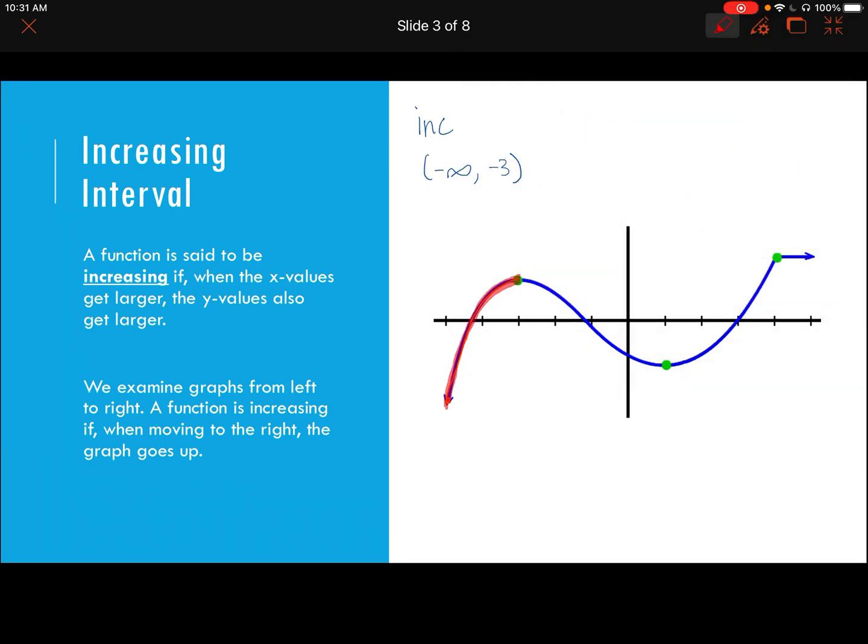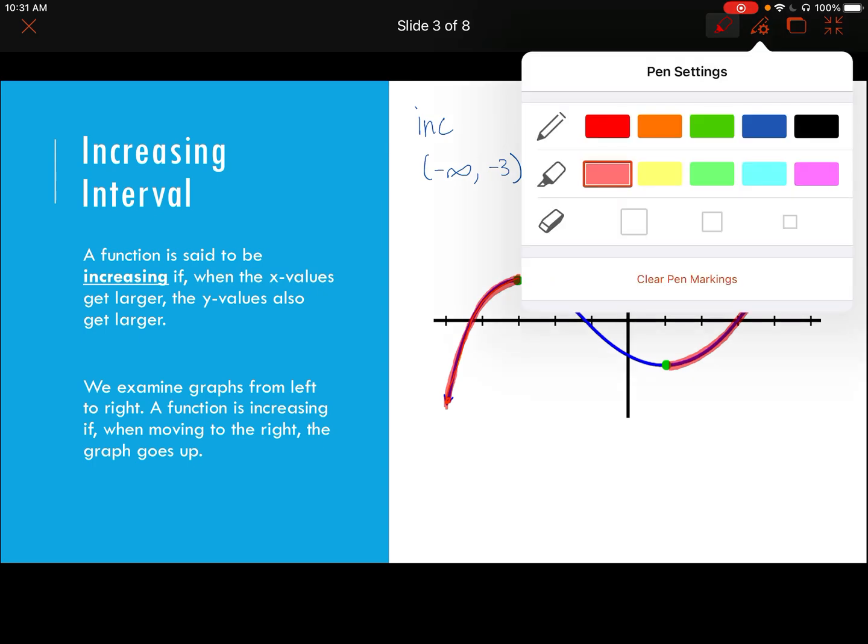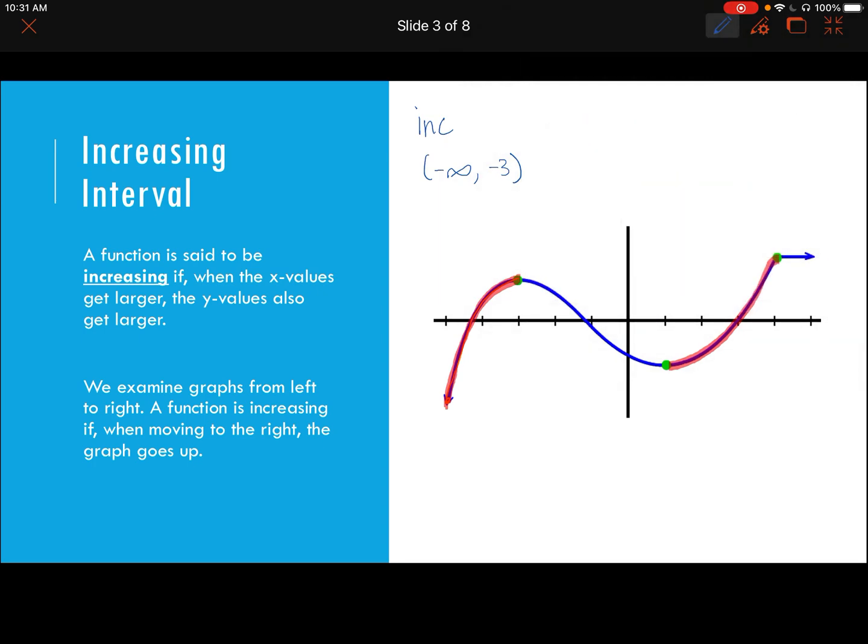And then when we continue tracing the graph, we go down from the first green point to the second one, but then we continue to go up again from x equals 1 to x equals 4. So our other interval where the function is increasing is going to be from 1 to 4. And we always have parentheses on these intervals, even if x can equal that value.